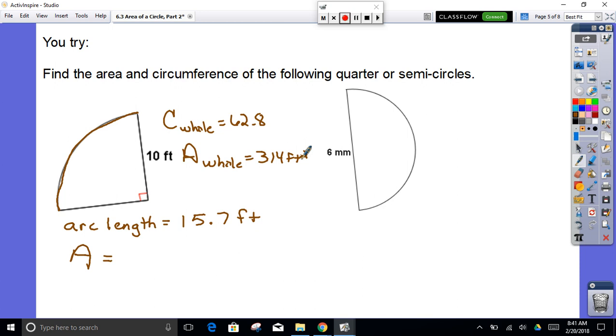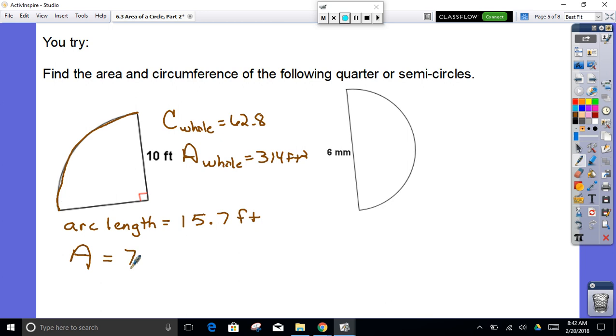No, yeah. 110. You would do 10 times 3.14. That's how you got your area. That's correct. But this is the area if we had the whole circle. That's the area of the whole circle. We only need the area of a quarter of a circle. So what do we do to the answer we got over here? Divide by 4. What do you get when you divide by 4?